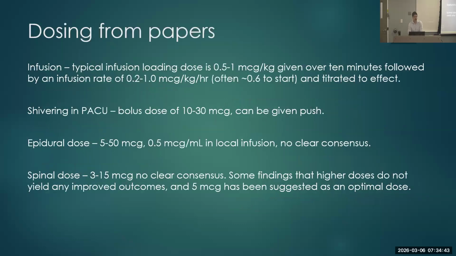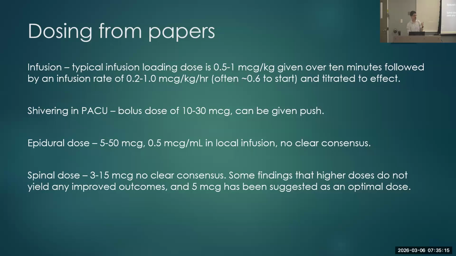Okay, so I said I was going to talk a little bit about dosing. I've got two slides here. One is what is mentioned in the papers, and then I took one from my notes on CAS, what people were actually doing. So, infusion dosing: typical infusion loading dose, 0.5 to 1 mic per kilo given over 10 minutes so that you can mitigate a little bit of that hypotension and some of the more intense bradycardias. And then an infusion rate of 0.2 to 1-ish mics per hour, often around 0.6, titrate to effect.